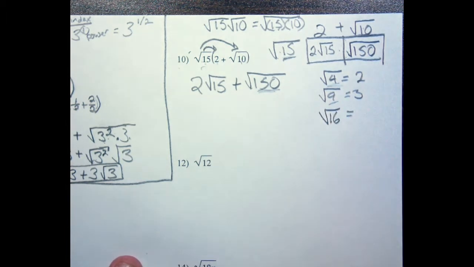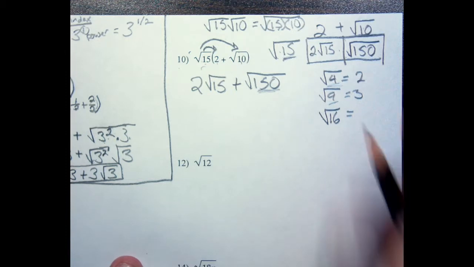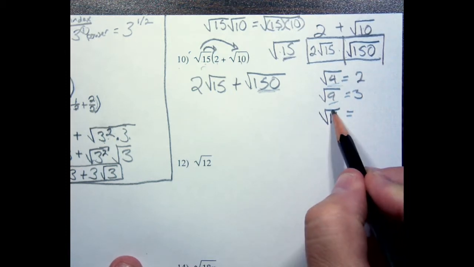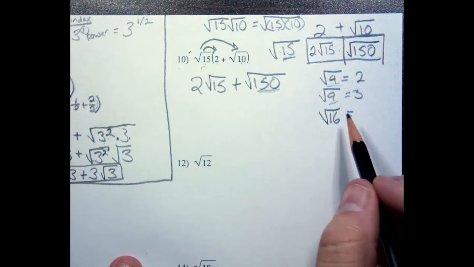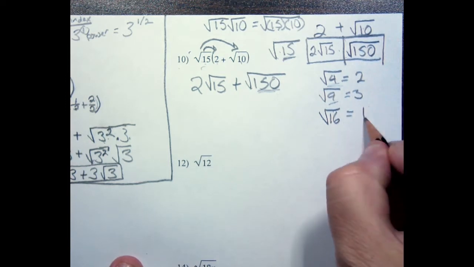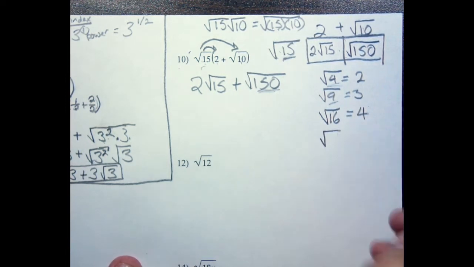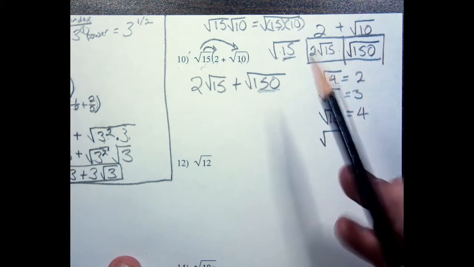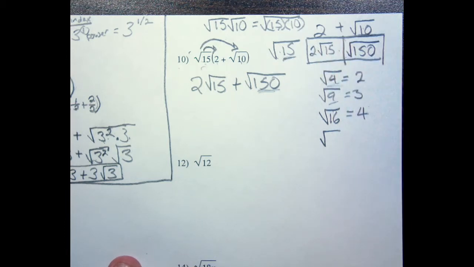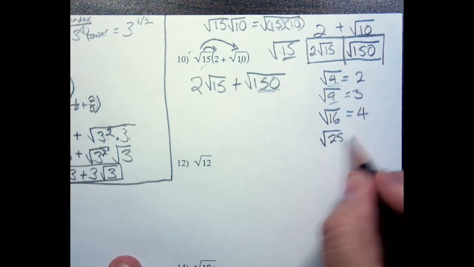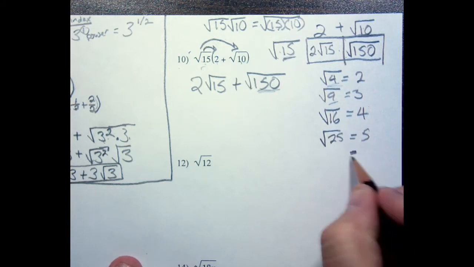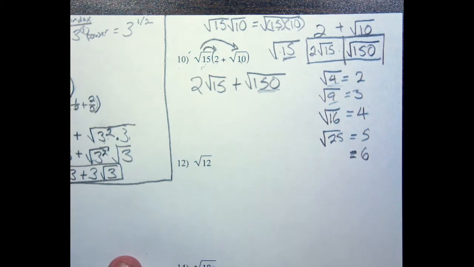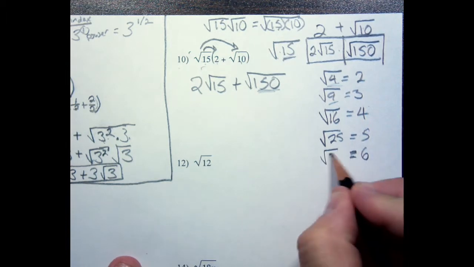No, listen to me carefully. When I say square root, that means my number gets smaller. 4. So what's the next perfect square that I could take the square root of? No, 5 times 5. 25. Think of it like this. What is 6 times 6? 36. See the relationships there?